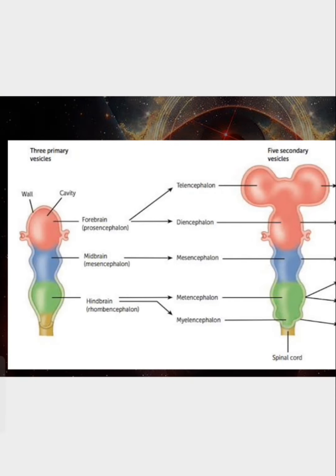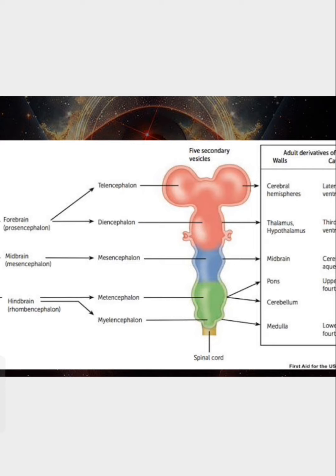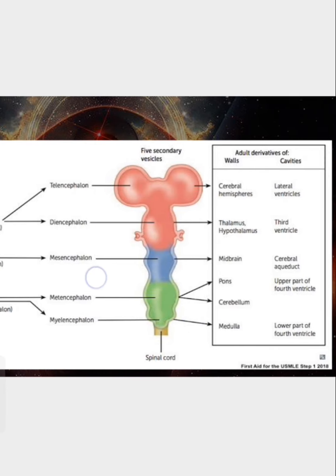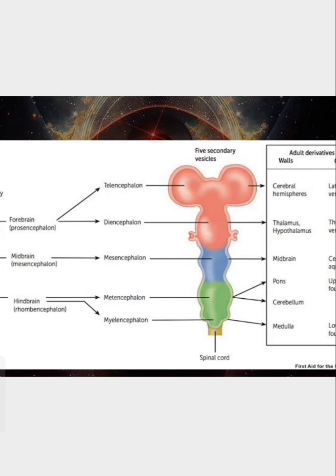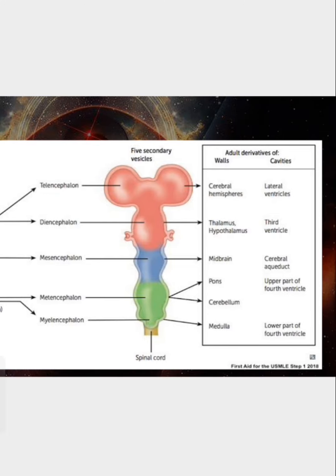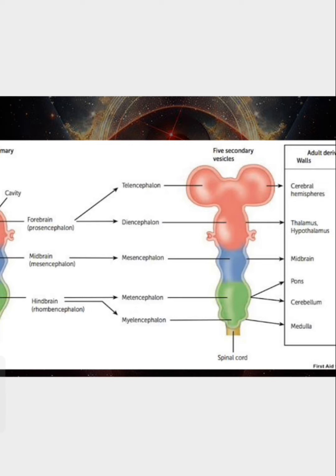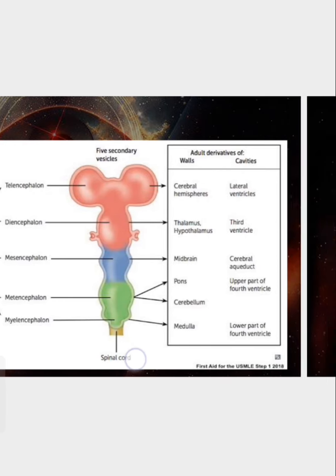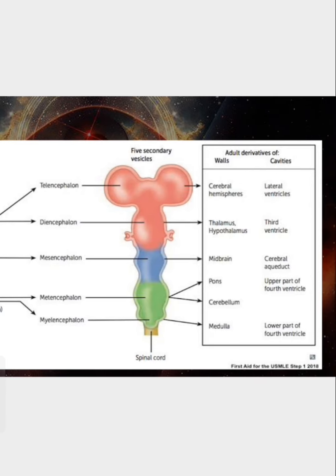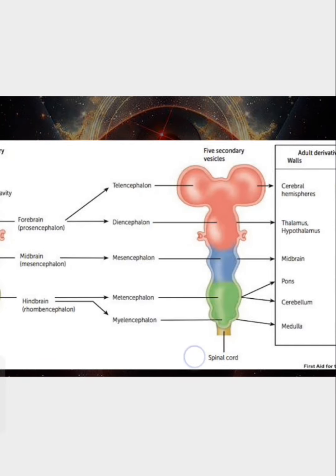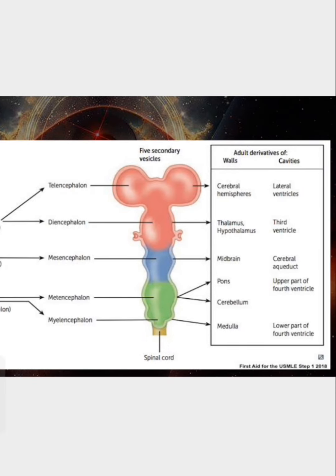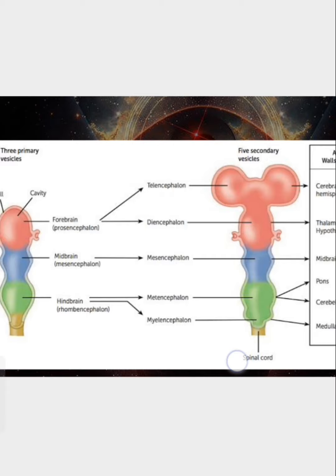The rhombencephalon has two parts, metencephalon and myelencephalon. The telencephalon part of the prosencephalon gives rise to cerebral hemispheres and lateral ventricles. The diencephalon part of the prosencephalon gives rise to thalamus, hypothalamus, and third ventricle. The mesencephalon gives rise to midbrain and cerebral aqueduct.